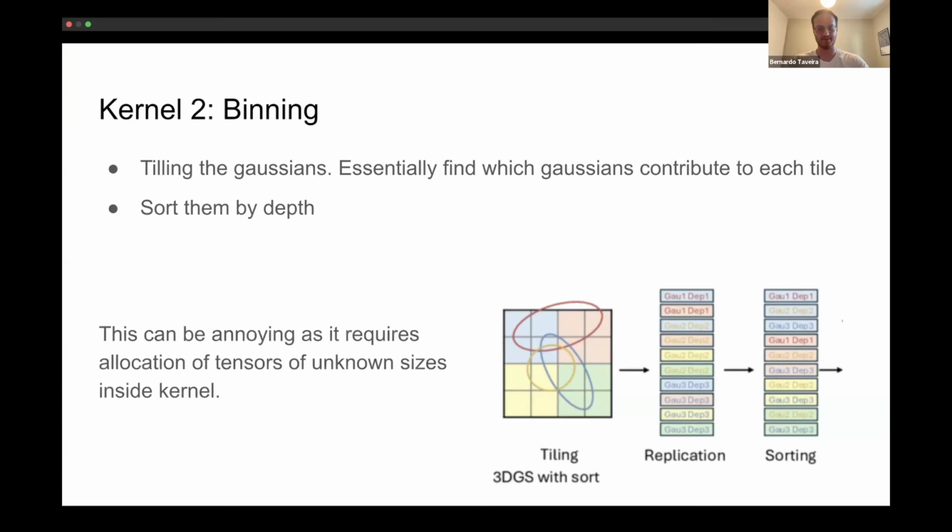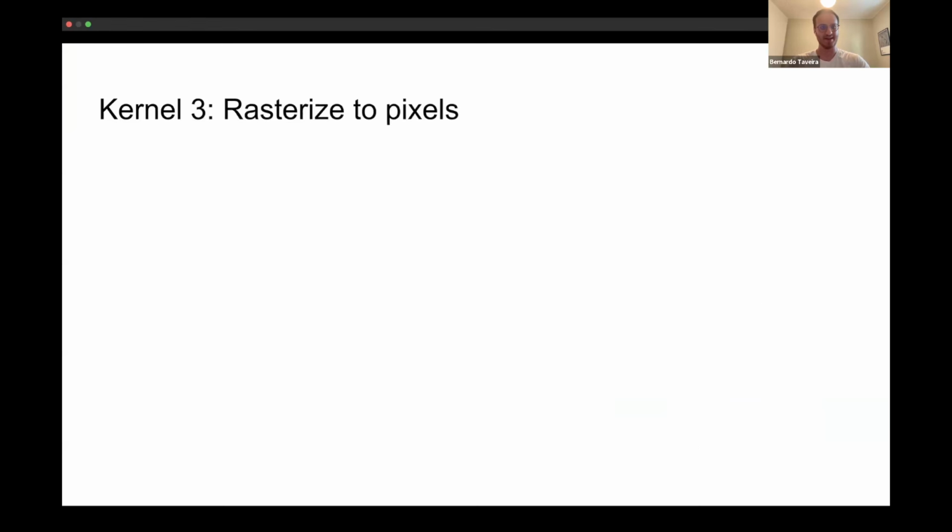This can be very annoying because we are allocating tensors inside the kernel, or most likely we go out and go in again. So normally we have two passes: a first one just to decide how big each tensor should be, and then a second pass which fills the tensor, which can be a bit annoying. Yeah, if you want, I can talk more about this.